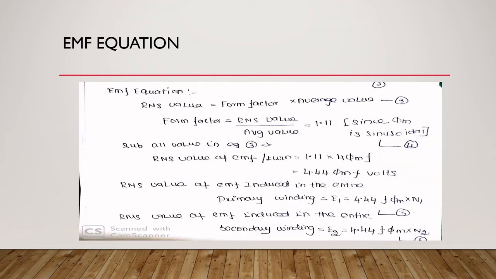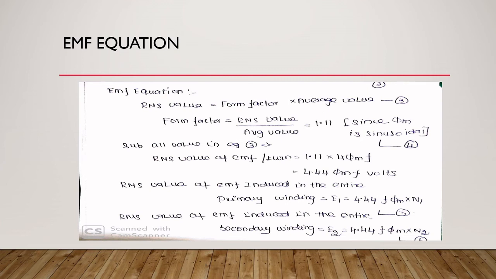The EMF equation: we know that the RMS value is equal to the form factor into the average value. The form factor is the ratio of the RMS value to the average value. For the sinusoidal waveform, we already know the value of the form factor, that is 1.11. Substitute all in the third equation, so we get the RMS value of EMF per turn equal to 4.44 φm f. This will be the value.